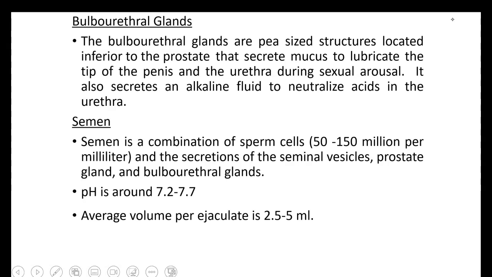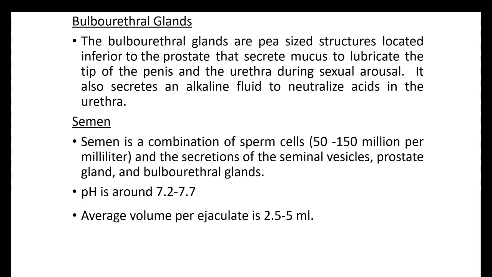Now with those bulbourethral glands, we've already talked about how they help to produce mucus, but it's going to be a pea-sized structure. It's located inferior to the prostate, so that means it's going to be below the prostate, and it secretes mucus to lubricate the tip of the penis and the urethra during sexual arousal. It's also going to secrete an alkaline fluid that's going to help to neutralize the acids in the urethra.